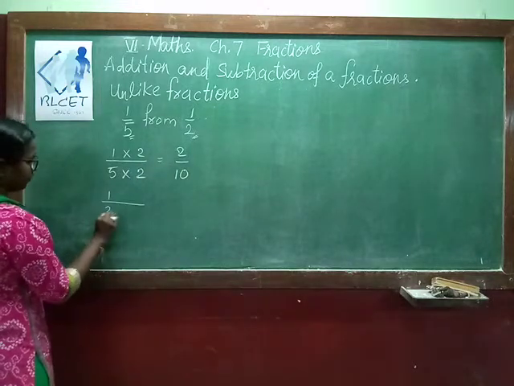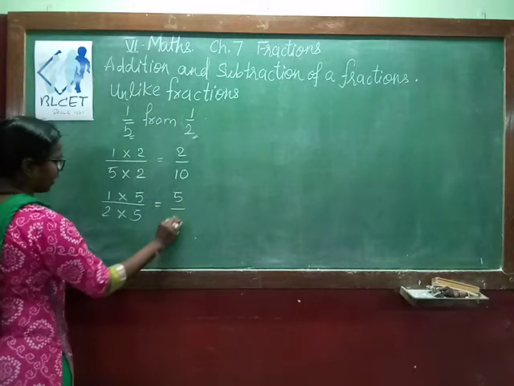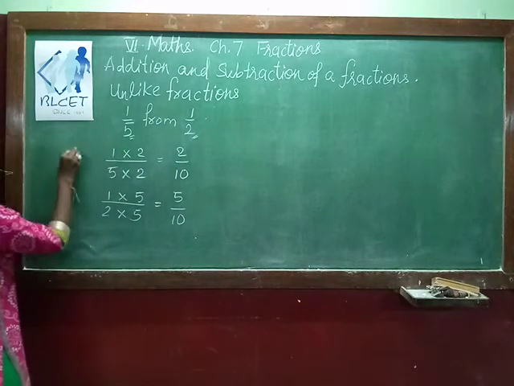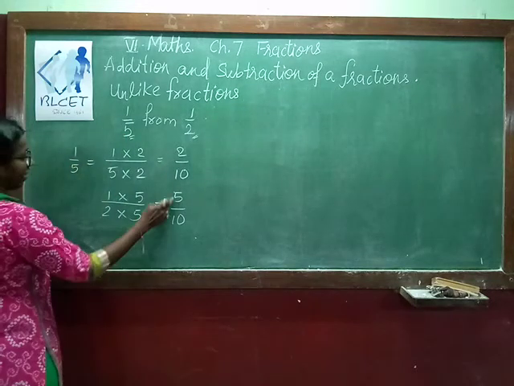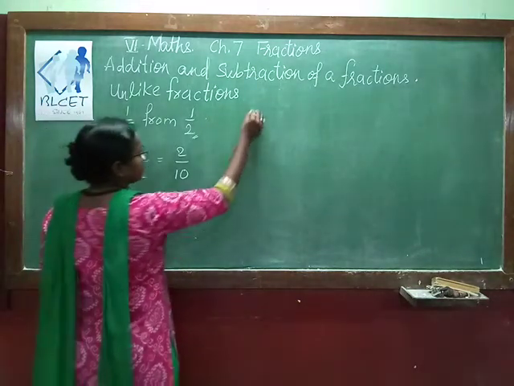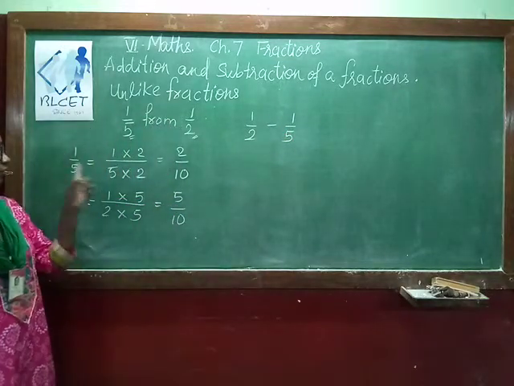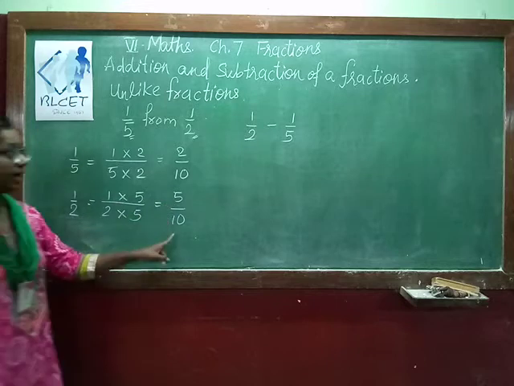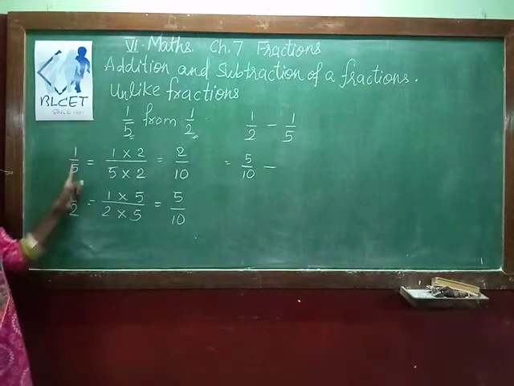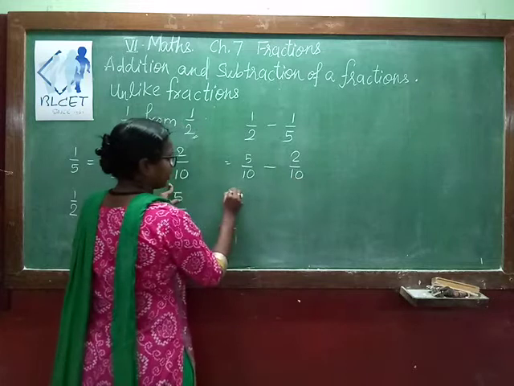For 1 by 2, multiply by 5. 5 1s are 5, 5 2s are 10. So these two are the equivalent fractions. 2 by 10 is for 1 by 5 and 5 by 10 is for 1 by 2. Now take the subtraction. 1 by 2 minus 1 by 5, sorry. So for 1 by 2 what you have to write? 5 by 10. Minus, for 1 by 5 what you have to write? 2 by 10. Now do the subtraction.